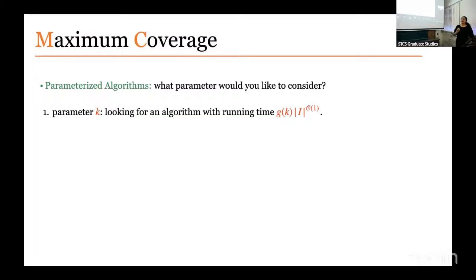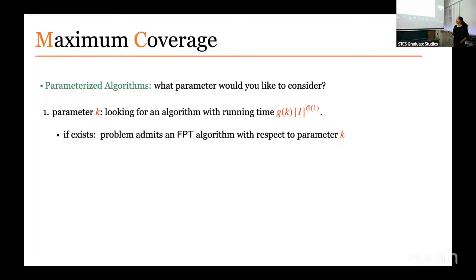Okay. So if the parameter is K, here K is our same K that I want to pick, then I would like to have an algorithm whose running time is of this nature. What does it mean? My running time can have exponential dependency on the parameter. But on the input size, I is the input, we are only allowed to have polynomial dependence. If such an algorithm exists, then we say that the problem is FPT with respect to the parameter K.